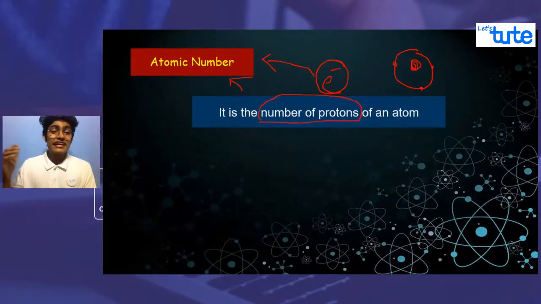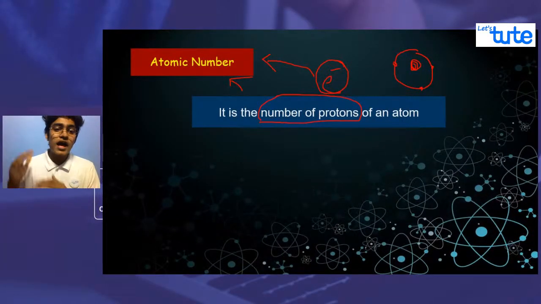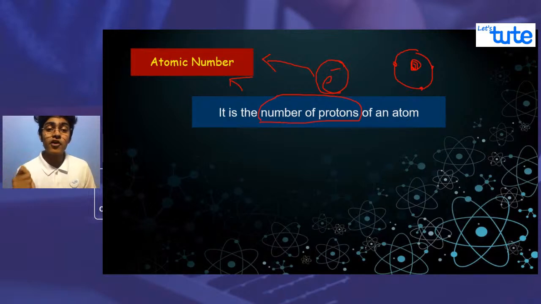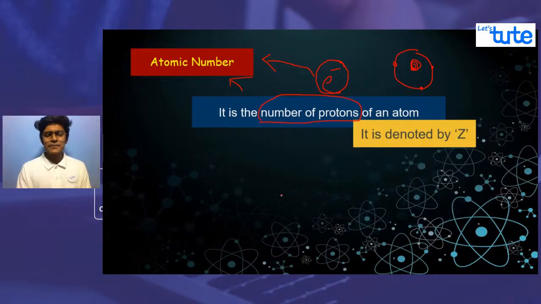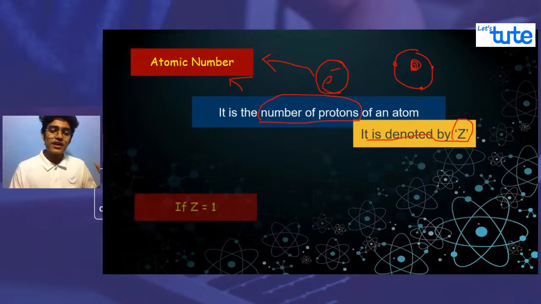The number of electrons actually keeps on changing, so we cannot use the number of electrons. Therefore, we use the number of protons. It's denoted by Z. The notation for atomic number is capital Z. So let's try to find an example.